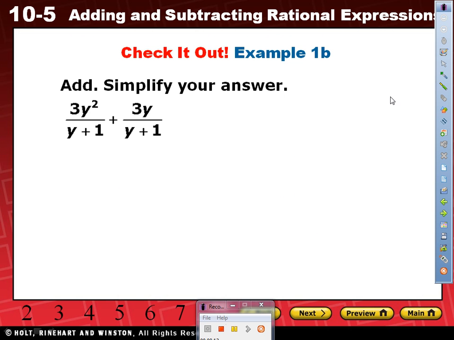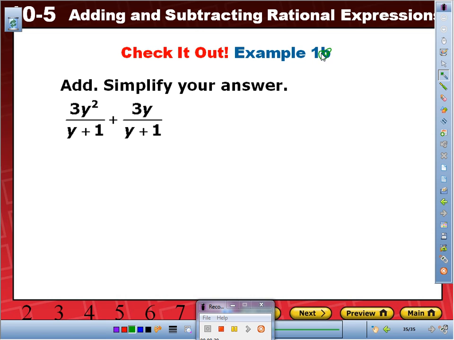Copy that one. And this is 1D, sorry. It's 3y squared over y plus 1 plus 3y over y plus 1. Go ahead and find me the sum, please.